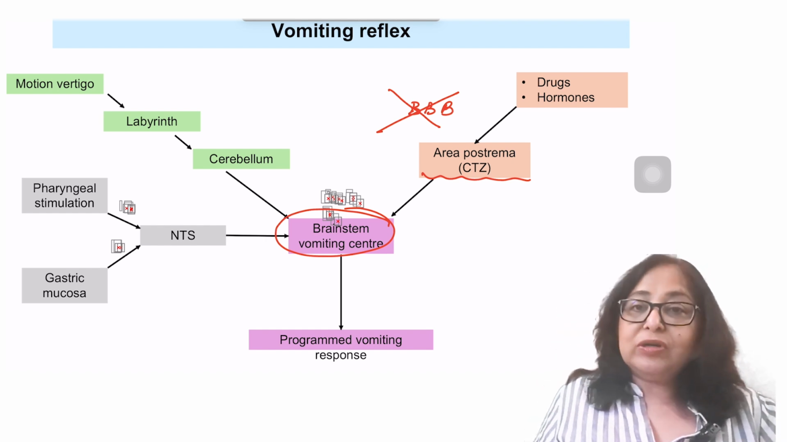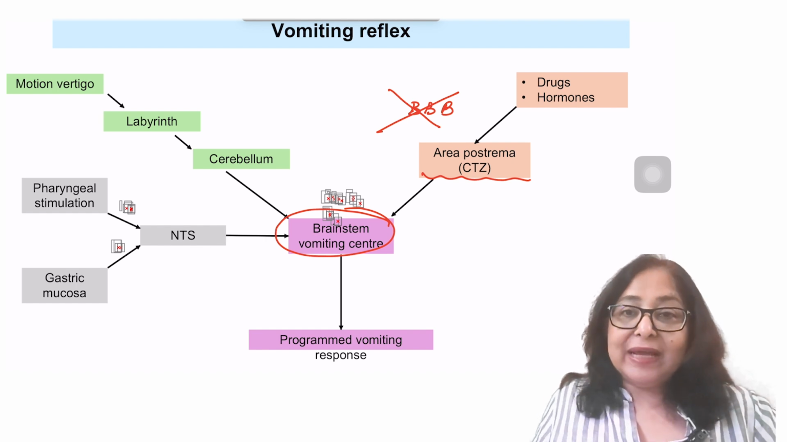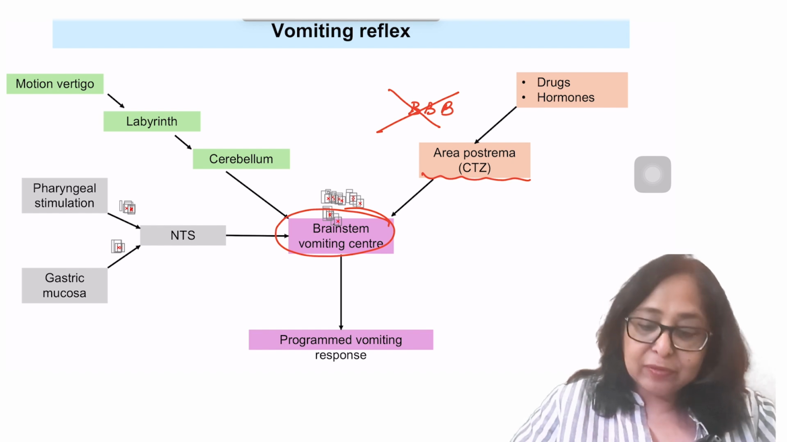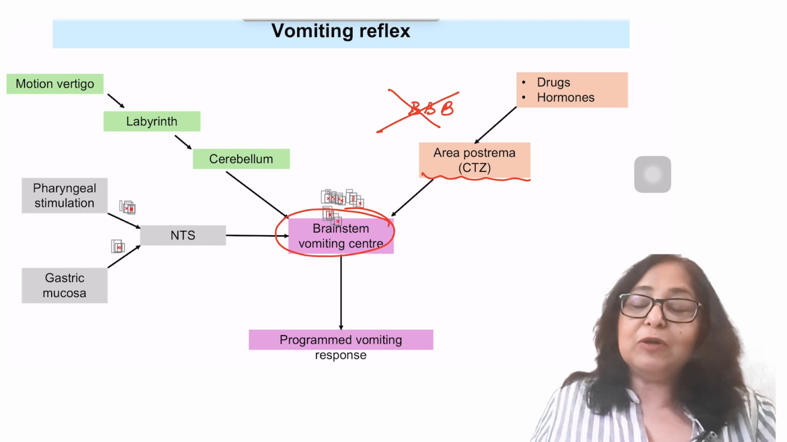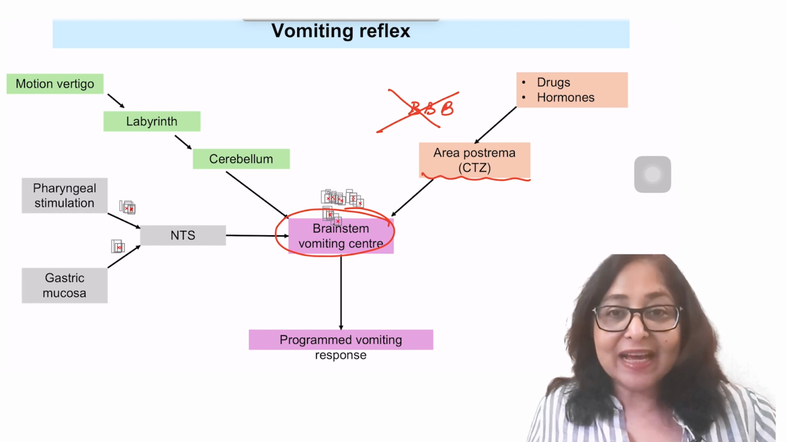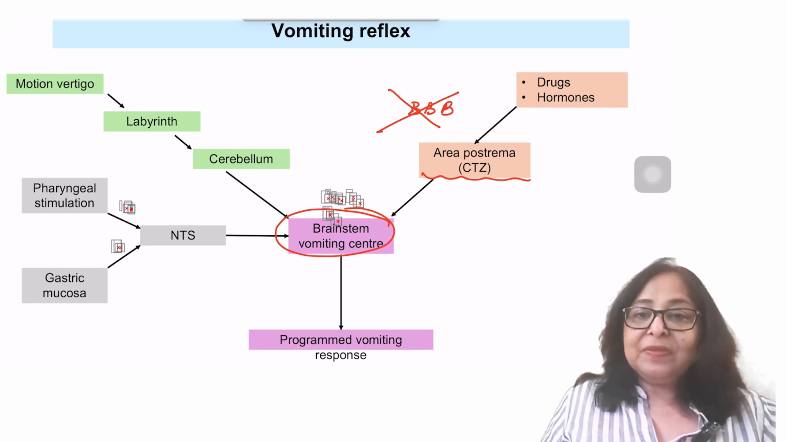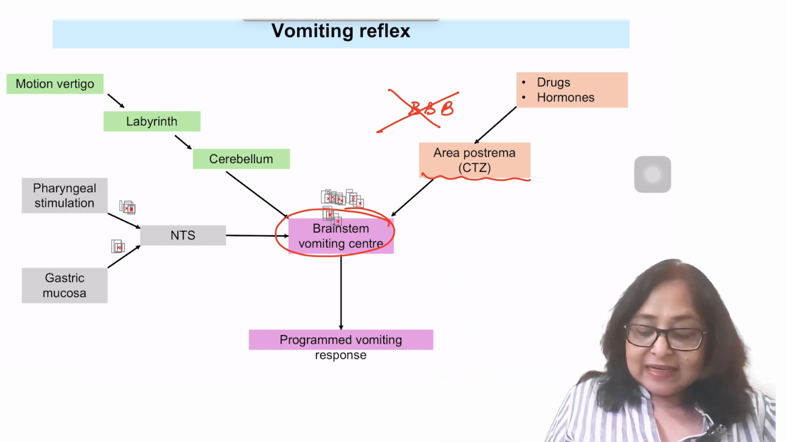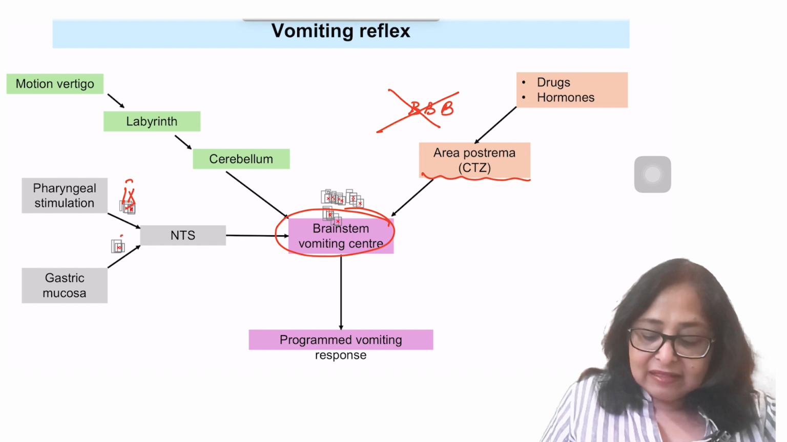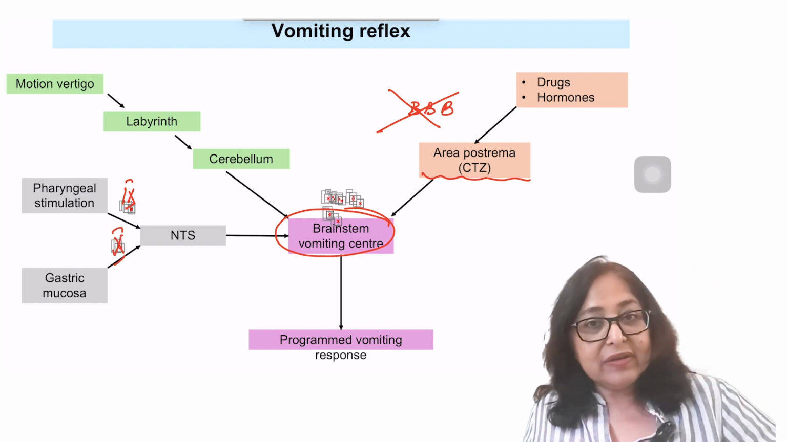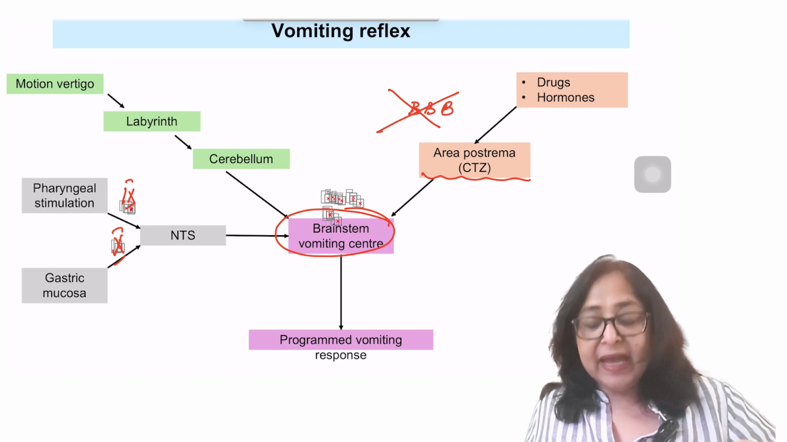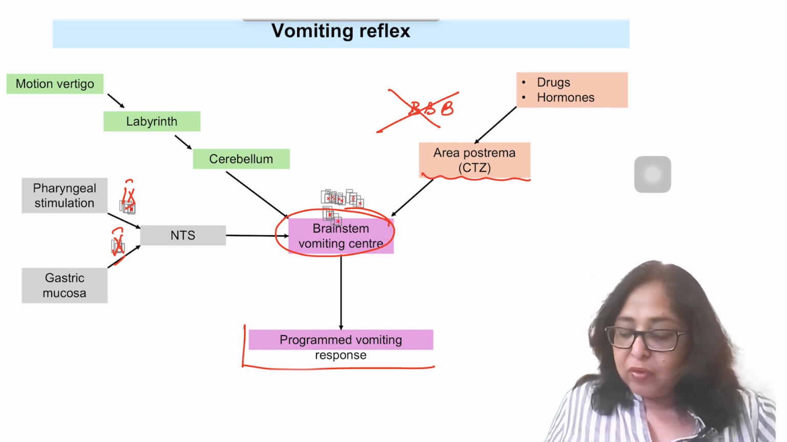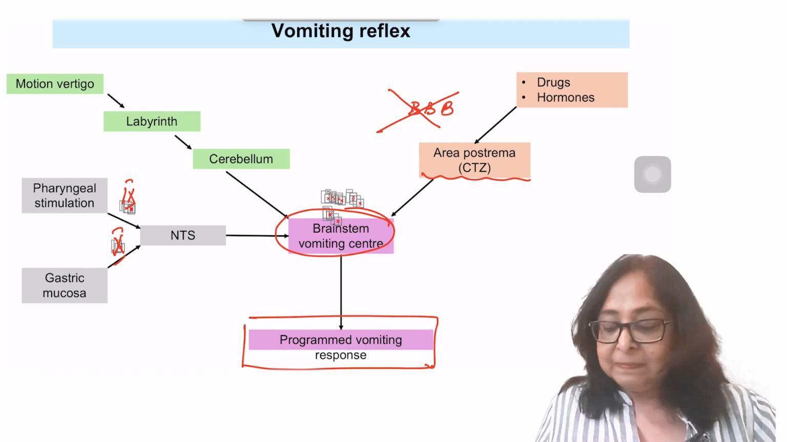The other important stimulus in the brainstem vomiting center comes from the cerebellum and from the labyrinth. This is what is responsible for the motion sickness or motion vertigo. Then also irritants in the pharynx, in the stomach, in the intestine can send impulses via the 9th and the 10th nerves to the nucleus of tractus solitarius in the medulla, and from there to the brainstem vomiting center, resulting in a programmed vomiting response.